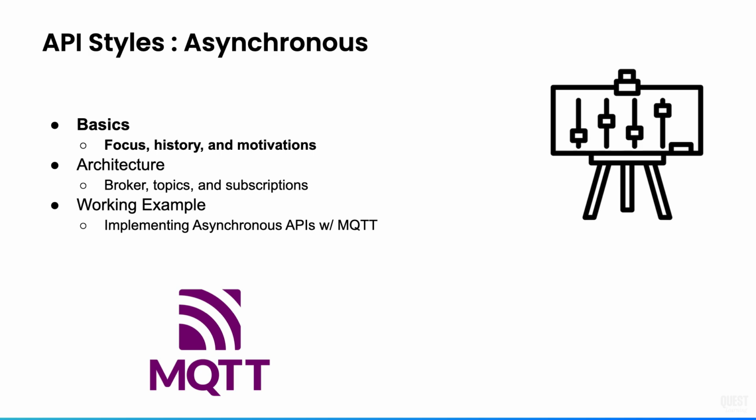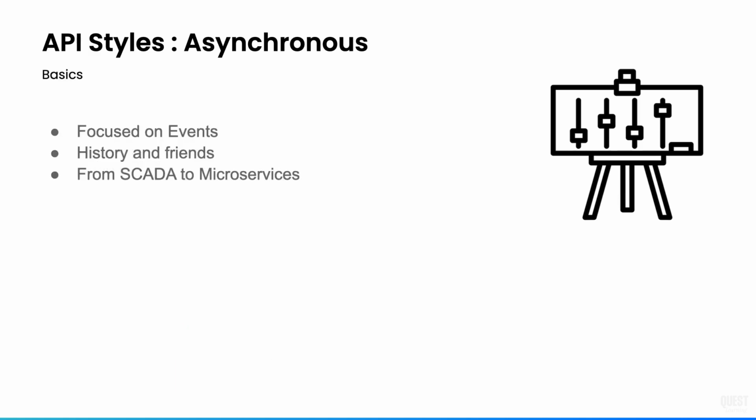So for starters, let's start with the very basics. What is asynchronous all about? Where did it come from? And what are the motivations? So it turns out asynchronous APIs are really focused on events and event activities.